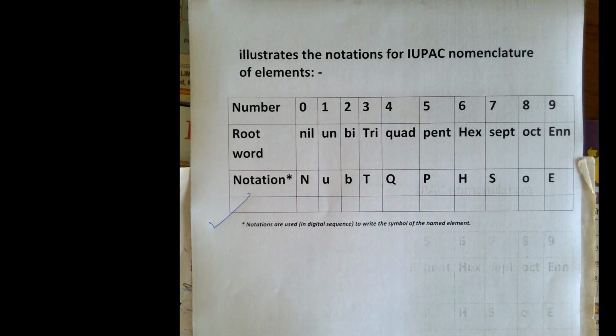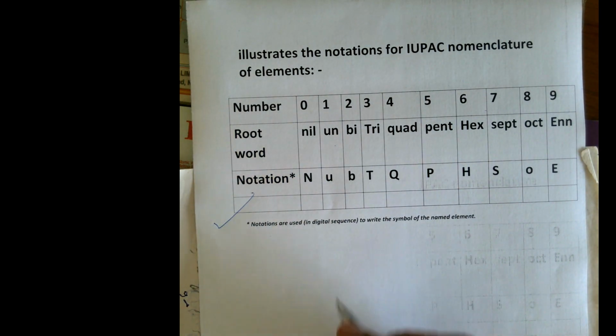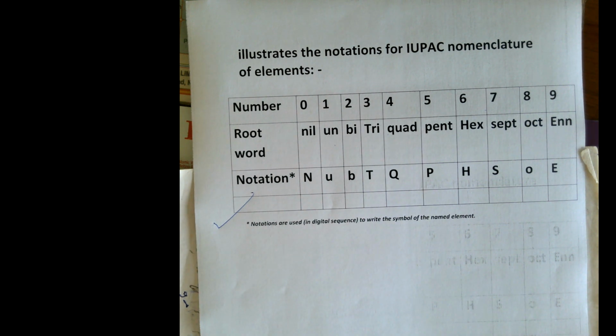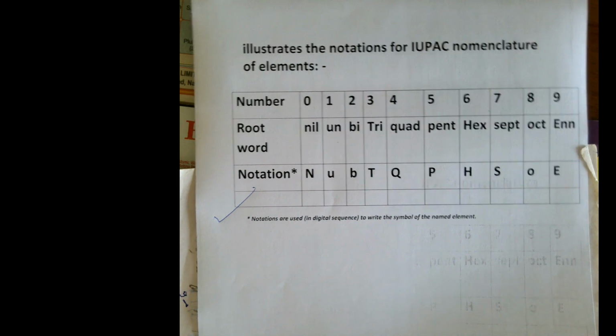For example, if we have to name the element with atomic number 104, we will use un for 1, and nil for 0, it will be unnil. And for 4, we use quad, unnilquad. And thereafter, we add ium, quadium. So 104 will be unnilquadium. And this system of nomenclature continued till the official names were identified or recognized by IUPAC.